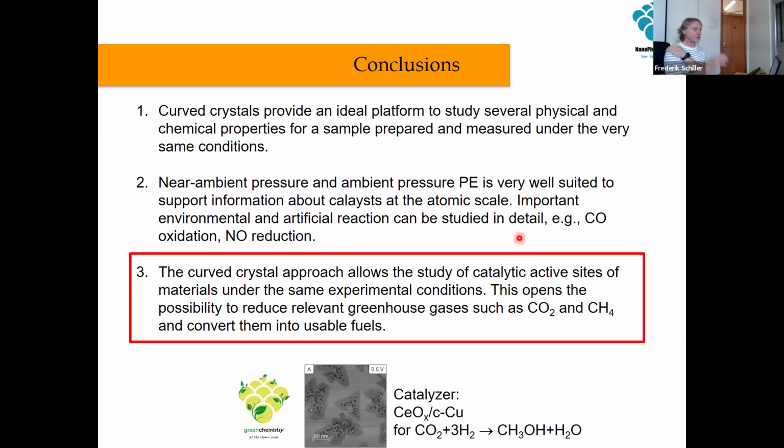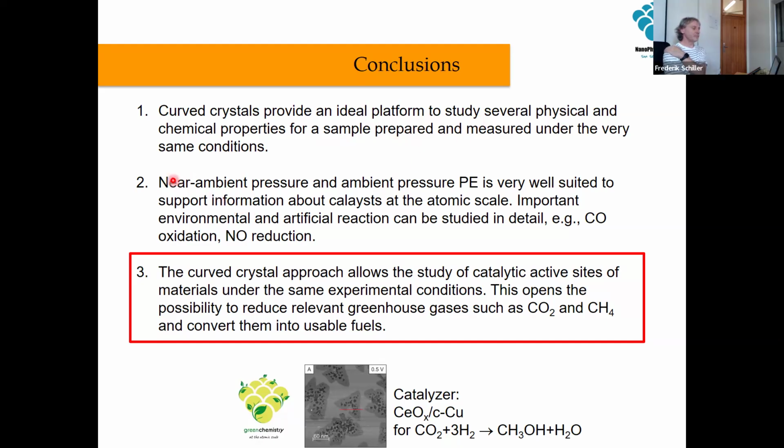So, coming to some conclusions for you. I hope I was able to show you that this curved crystal approach that we are doing here, so not having just a flat surface but having different surfaces, allows you to study on the same crystal, on the same sample, physical and chemical properties, and how they react in a different way to the amount of defects, the amount of steps that we have in our surface.